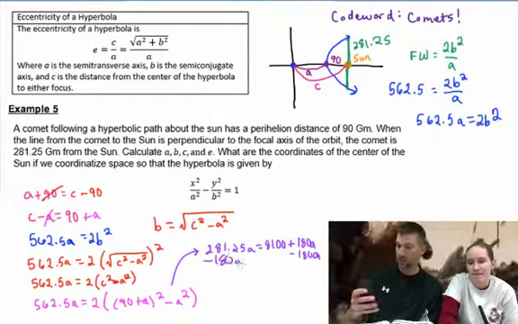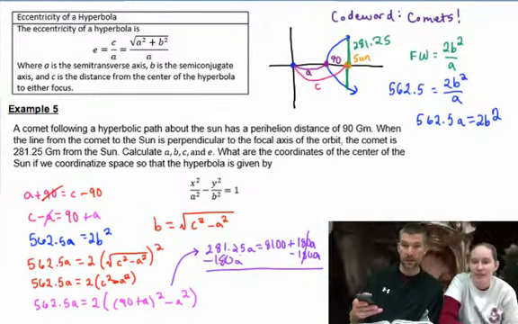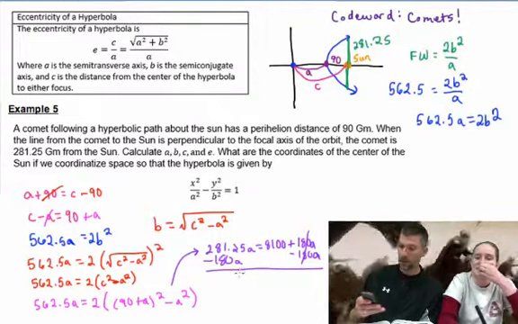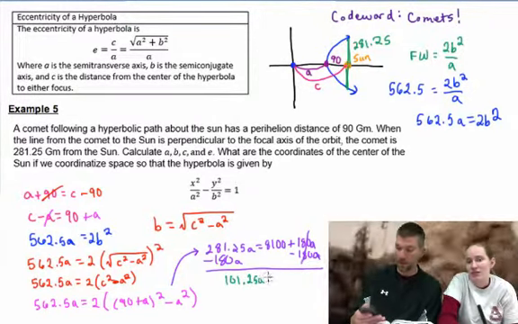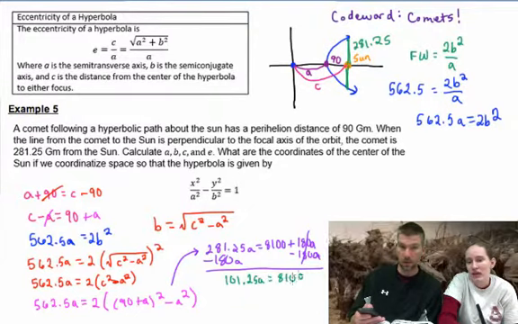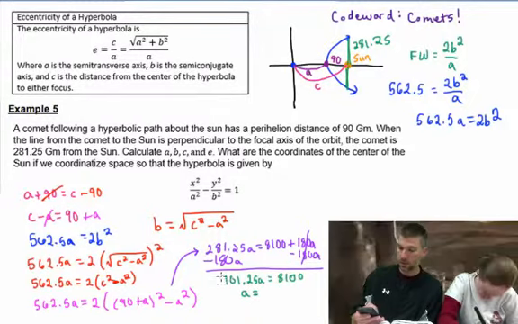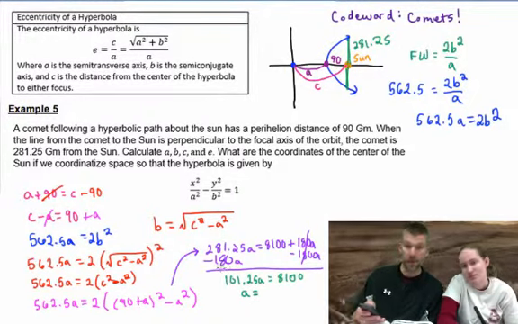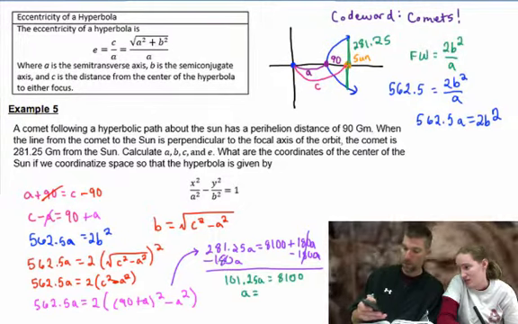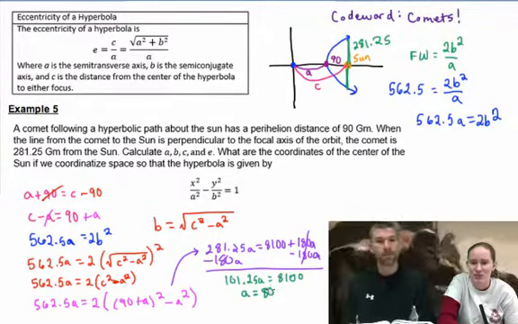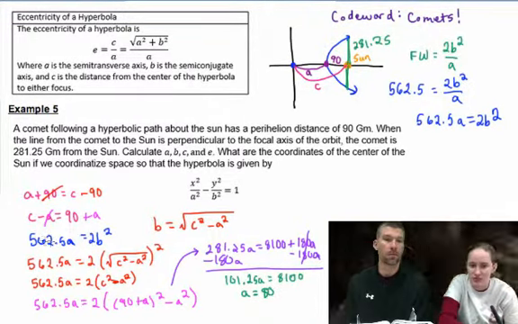So 281.25 minus 180 is 101.25. And then we're going to divide 8100 by 101.25, and that'll be A. Hey, wow, that's really nice. So A is 80. Now we're just going to do a chain reaction here to find our other things.